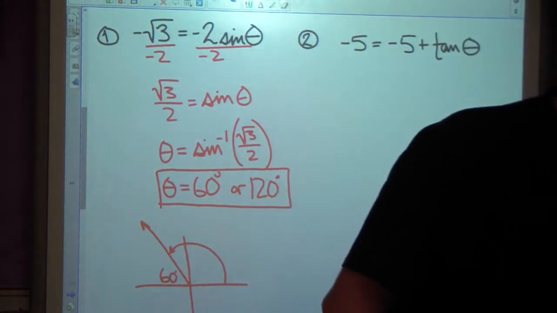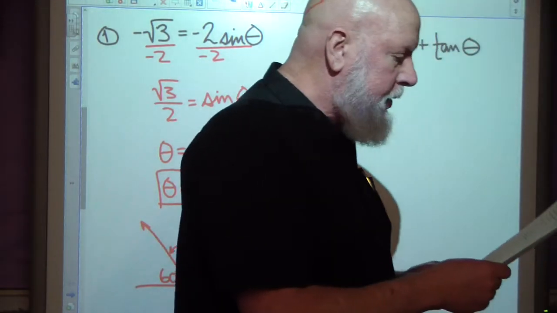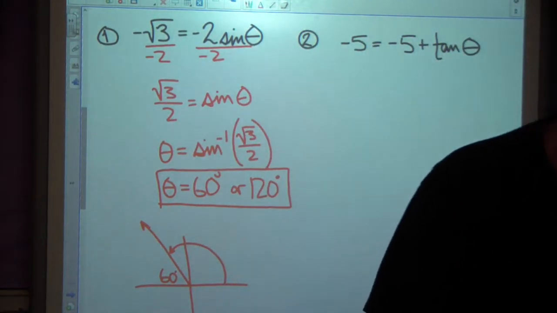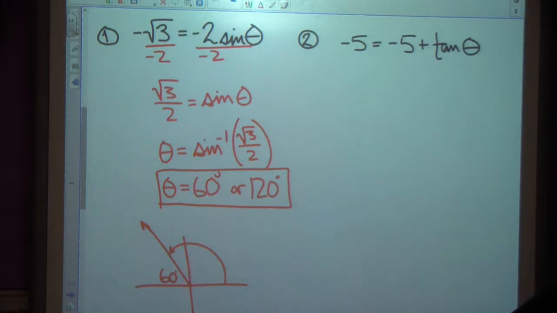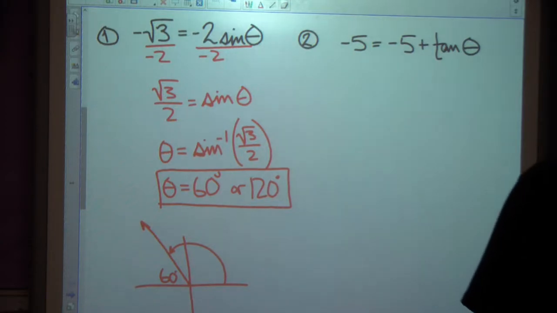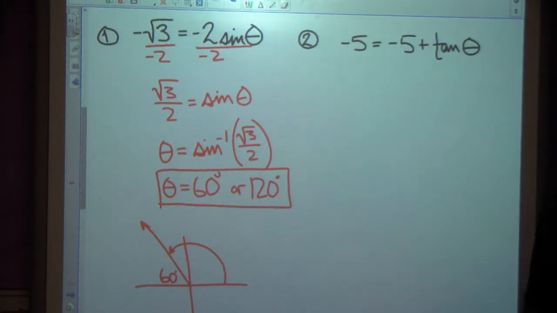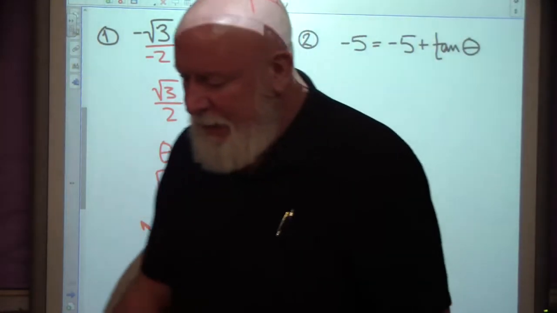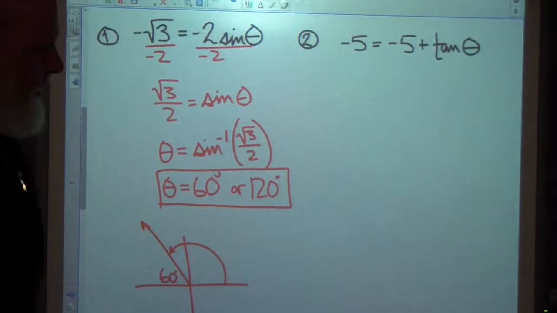Got a key around here somewhere. 60 or 120. I'm going to highlight these real quick. I highlighted in Algebra 2, I highlighted the answer key, highlighted one of the wrong answers. Why I did that, we may never know.